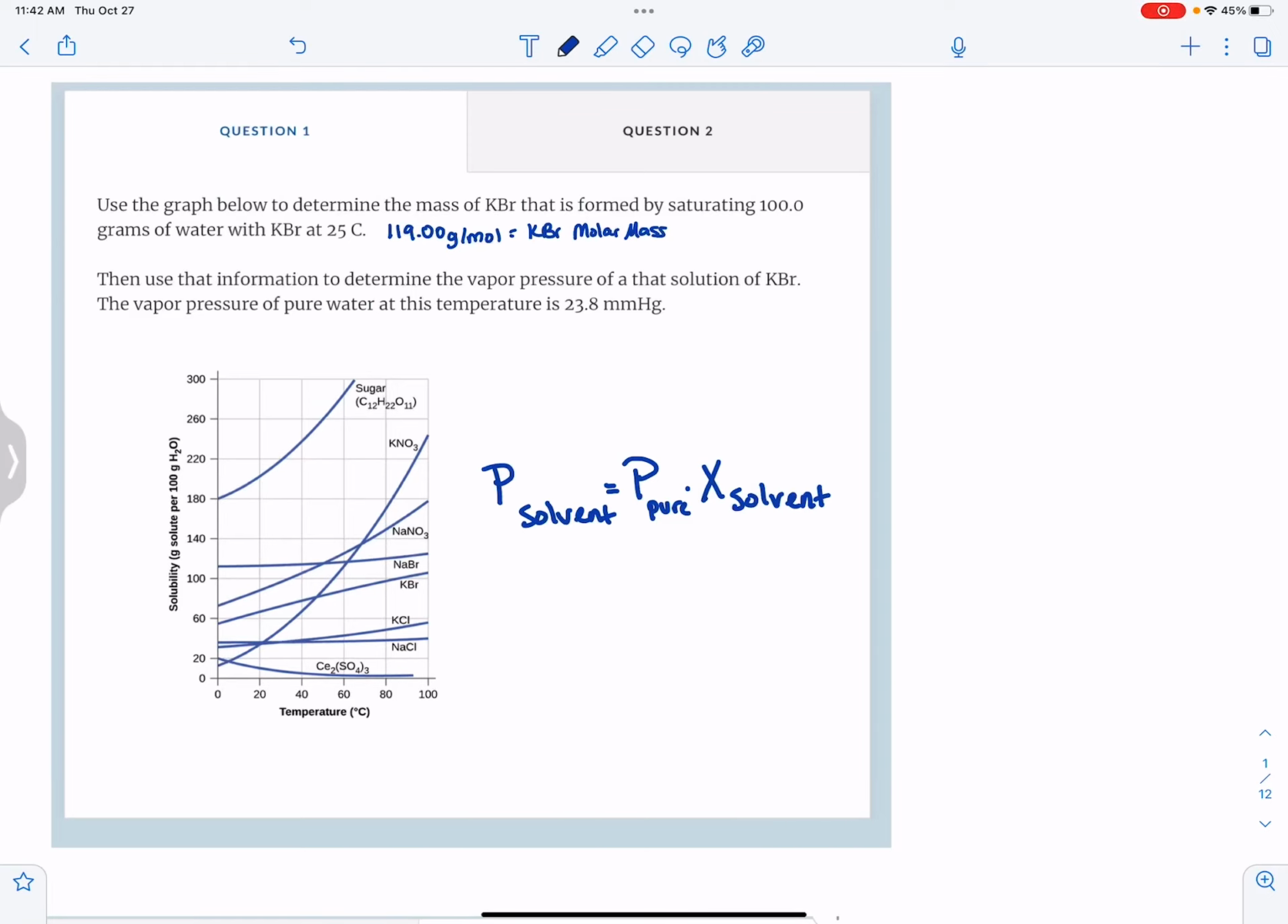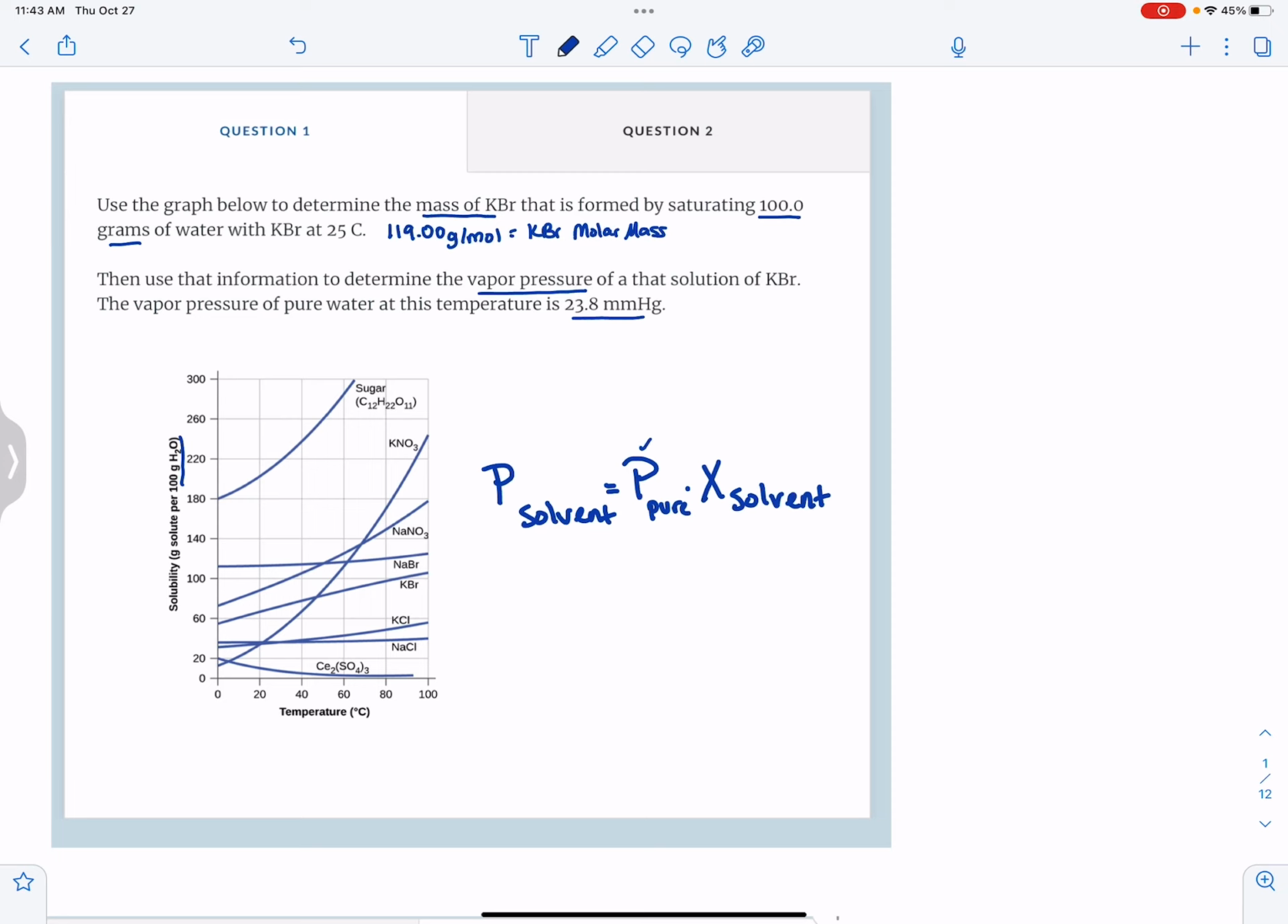So in this equation, I'm going to use this graph to determine how much KBr was dissolved in 100 grams of water. And of course, that makes sense because this chart is per 100 grams. And then I'm going to use it to figure out vapor pressure. So here's my vapor pressure equation that I've written out. And it does give me this, which is my pure.